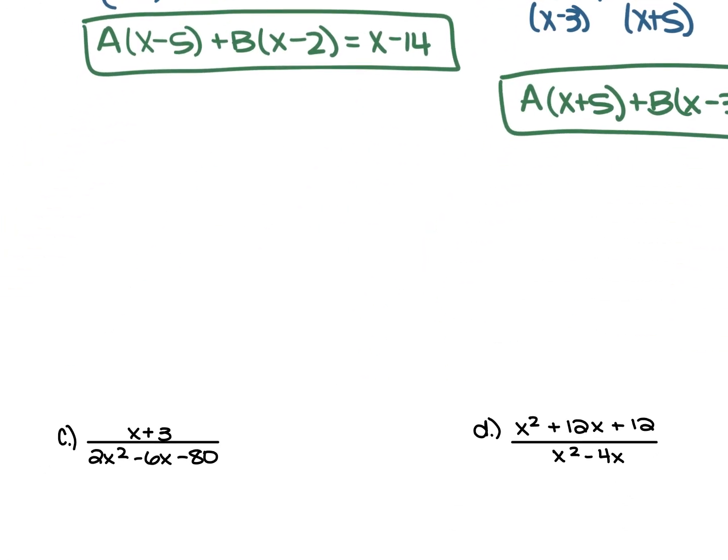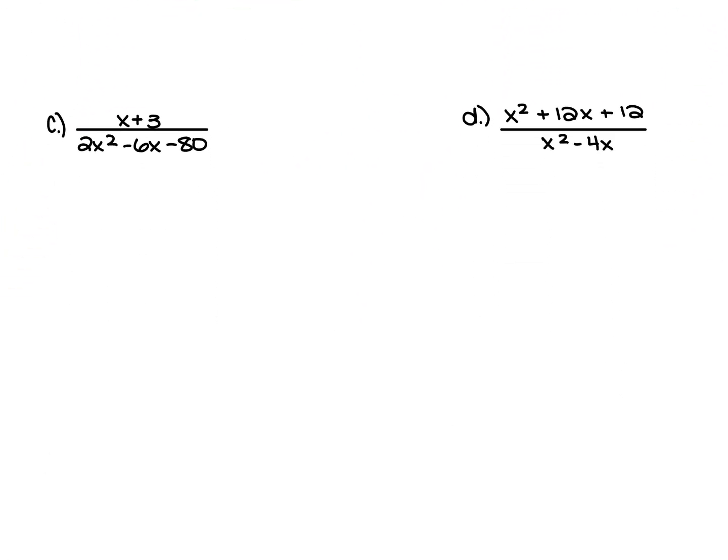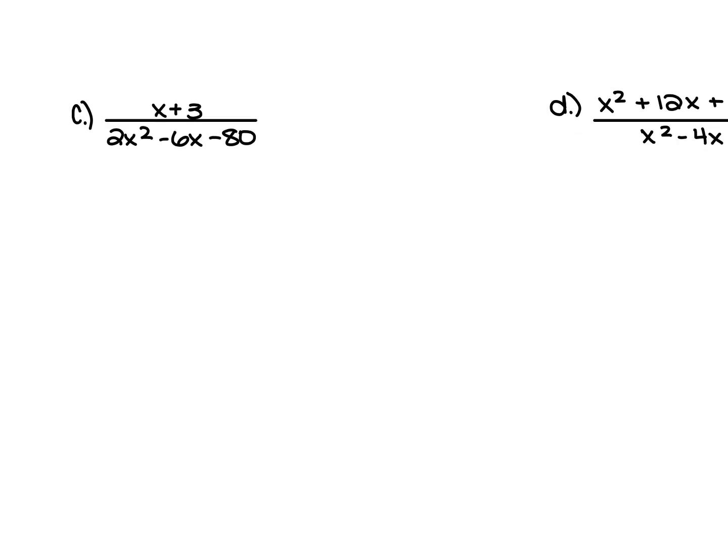For example C, we have x plus 3 over 2x squared minus 6x minus 80. Now this denominator is not factored for us, so we're going to take the 2x squared minus 6x minus 80 and factor out a greatest common factor first.